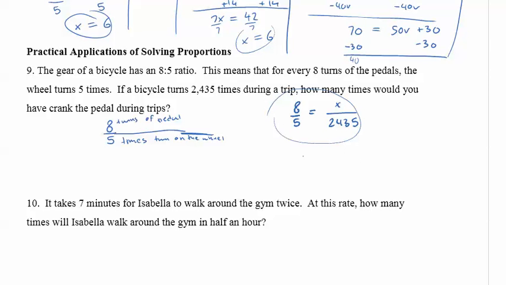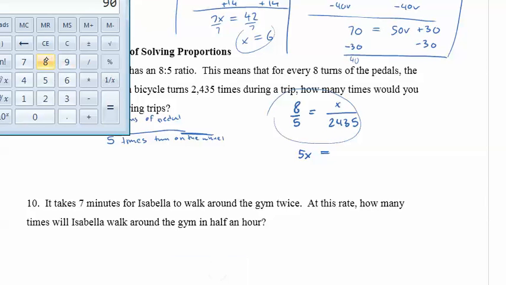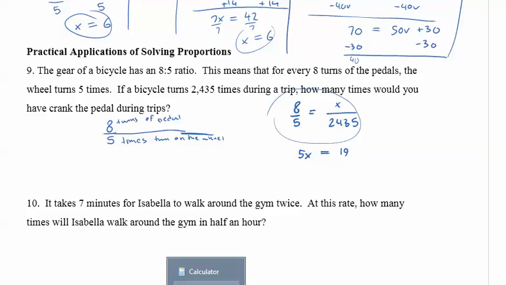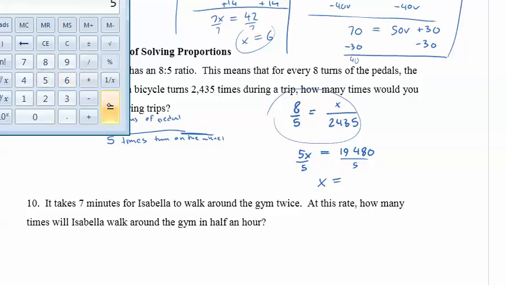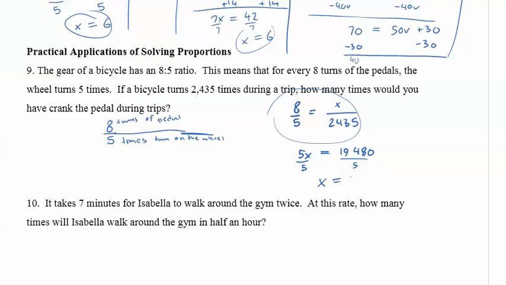So now you can multiply out using the relationship. So a times b, which is 5 times x, equals 8 times 2,435. Just quickly use a calculator for that. 8 times 2,435. That gets you 19,480. Now divide by 5 or multiply by 1/5. X equals 3,896.